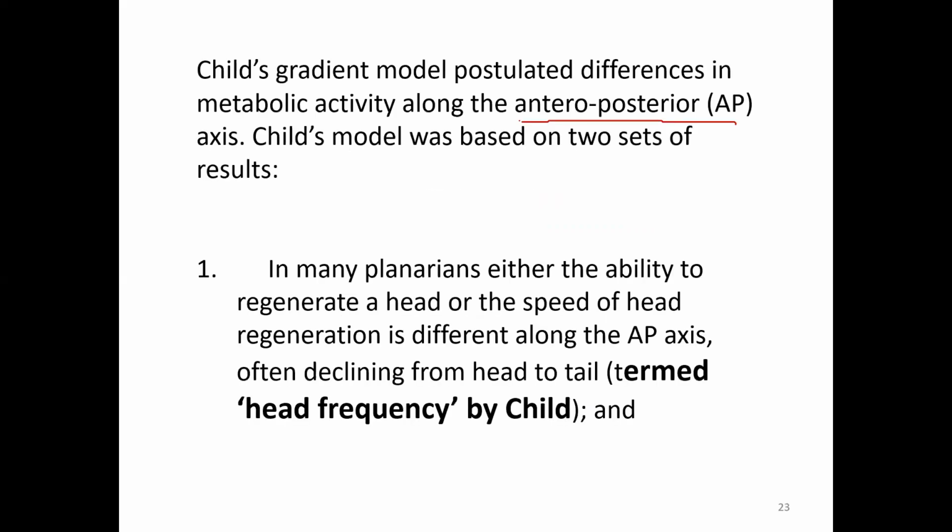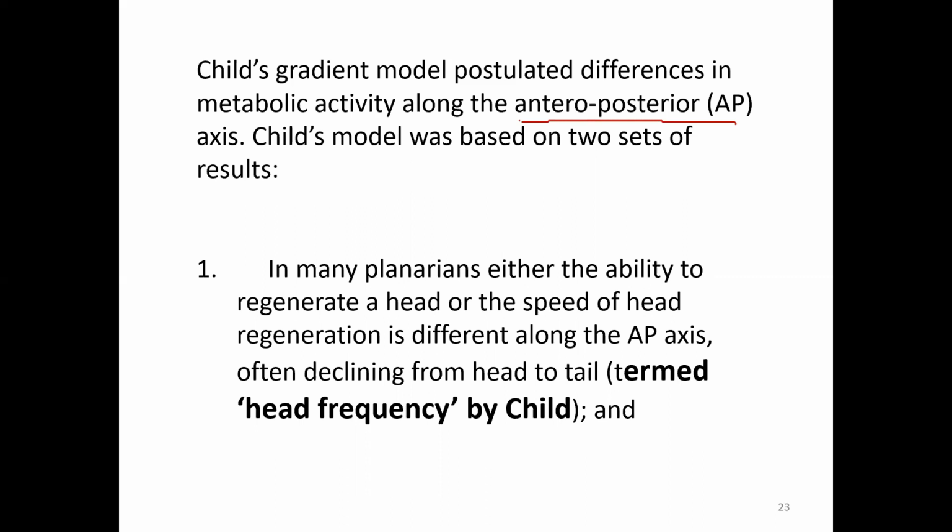Domination. The morphogenetic activity associated with the high pole of the gradient exercises domination over the lower levels of the gradient. Child's gradient model postulated differences in metabolic activity along the antero-posterior axis. Child's model was based on two sets of results.